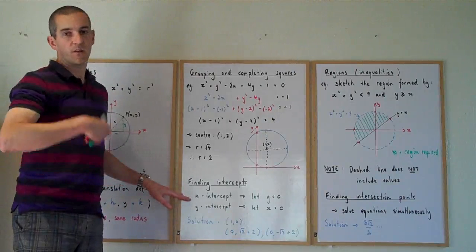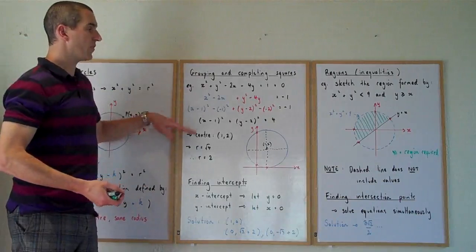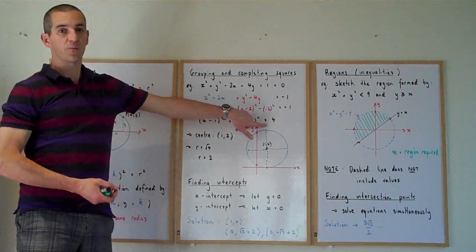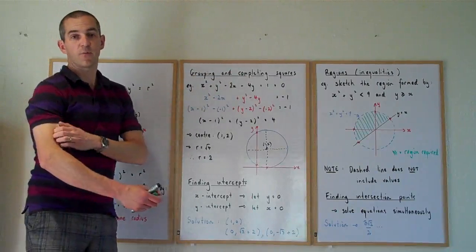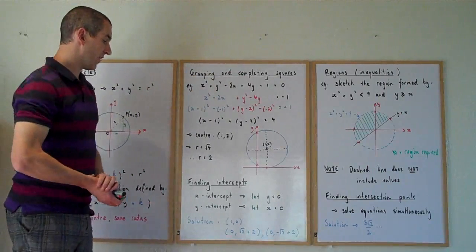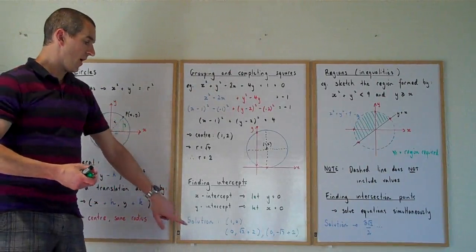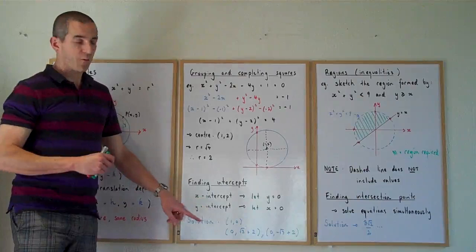Finding x-intercepts, let y equal 0. Doesn't matter which of these forms you put it back into. You may have a preference for one of these later forms, but any of these forms here are the same equation. So you can put it back into those to find the appropriate intercept. Y-intercept, vice versa, let x equal 0. So work through that. You should probably include that in your notes.